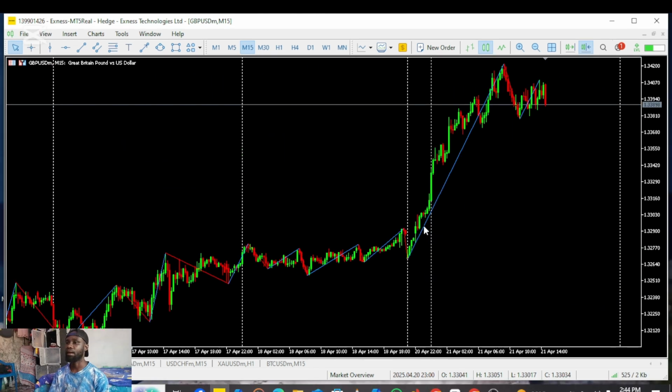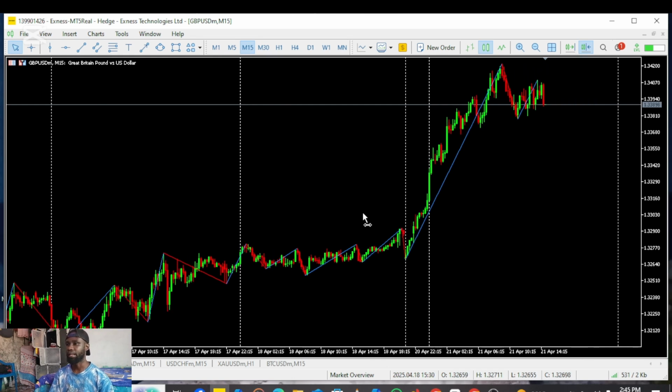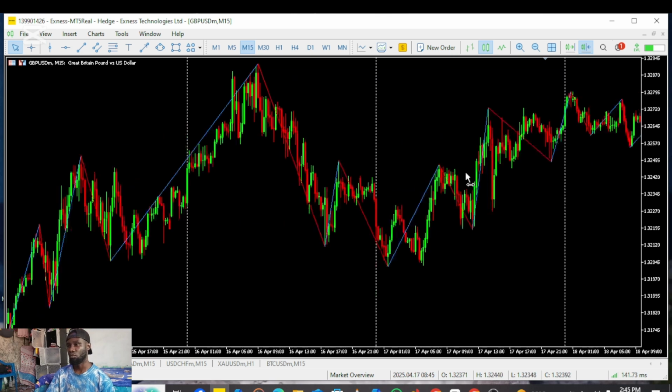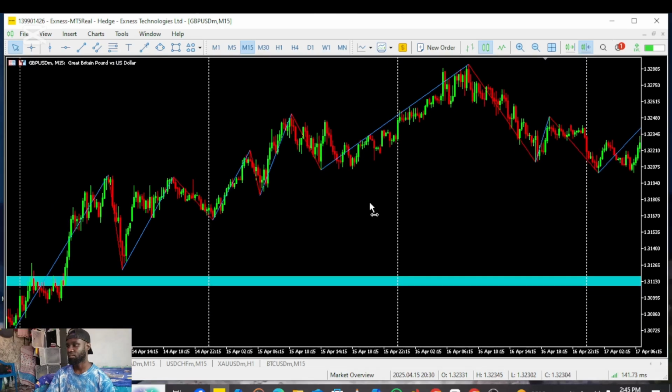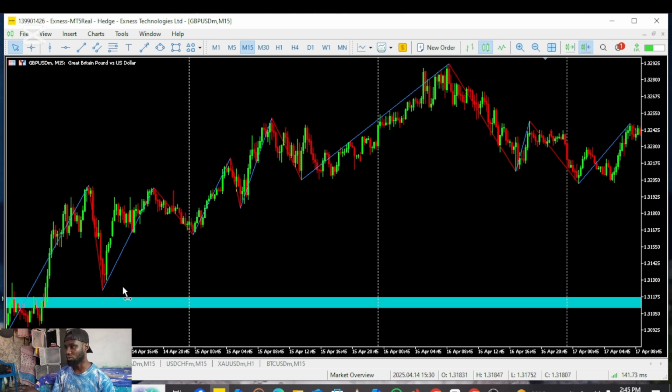Let's take this chart and do some clear analysis on it so that you know how the higher high and the lower high is created, and how the uptrend and the downtrend is created, and whether the market or the chart has been broken or not. So let's move backwards a bit. You see this blue line over here is the major support zone.